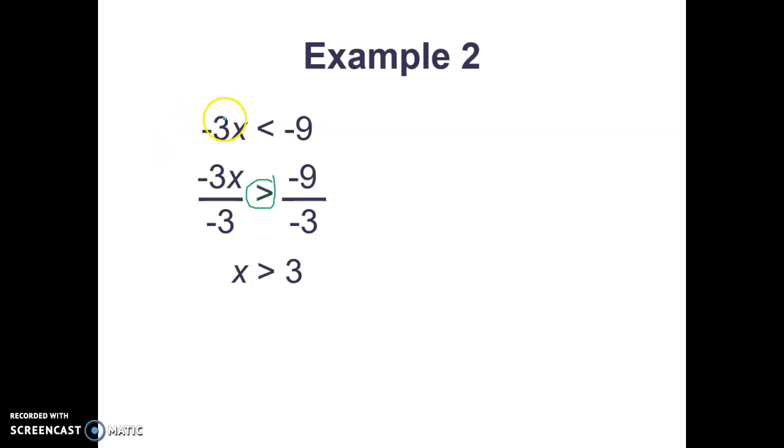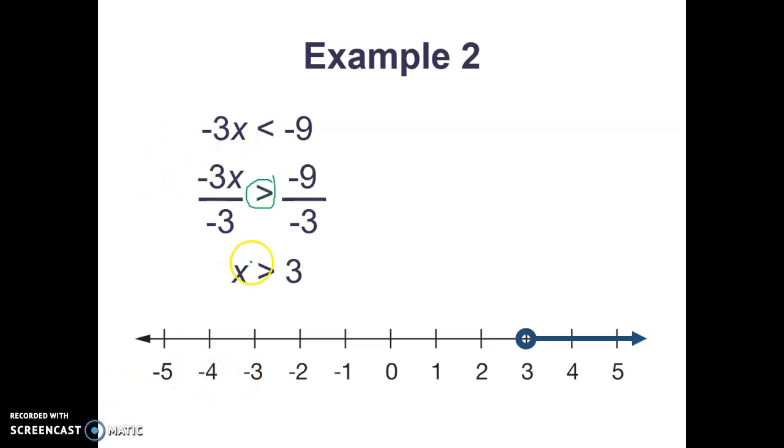Well, if we plug in some numbers that are greater than 3 here, like a positive 4, for example, we get negative 3 times positive 4, that's negative 12, which is less than negative 9. So that is true, that works. If we hadn't switched our sign, when we went in to check our answers, we would have gotten false statements. We're then going to go ahead and graph our solution.